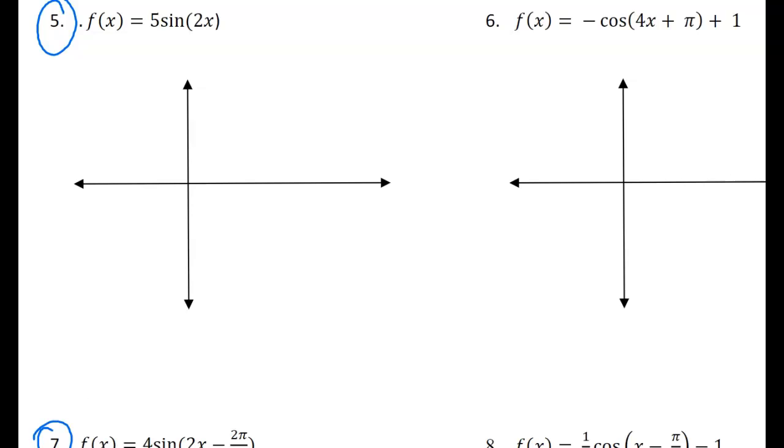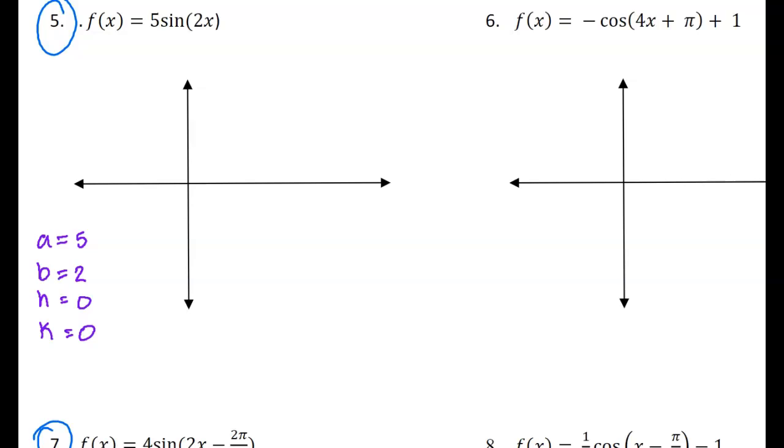Okay, so number 5. Again, we always start off by identifying A and B. Where do I want to write it? I'll write it over here. A is 5, B is 2, there is no H. Oh, actually, maybe I shouldn't have done this. Oh, that's okay. Practice is practice.